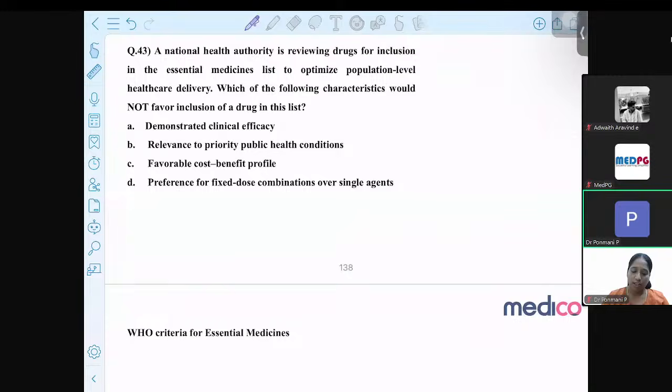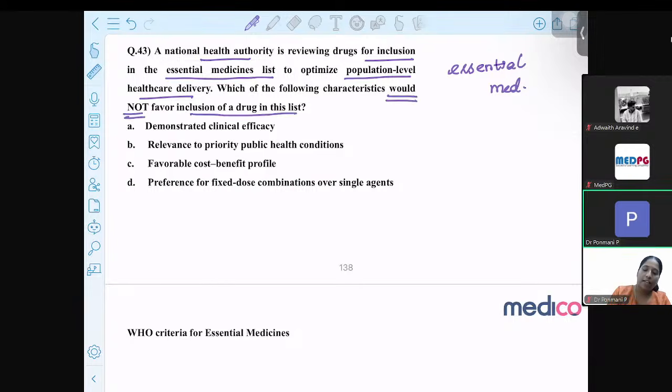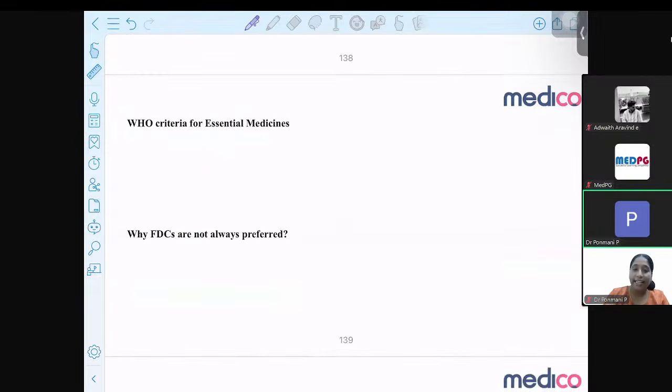Now let us move to the next one. A national health authority is reviewing drugs for inclusion in the essential medicine list to optimize the population level healthcare. So we are dealing with essential medicines here. They are asking which of the following characteristics would not favor inclusion of a drug in the list. So what is the WHO criteria for essential medicine? What is the essential medicine first? Essential medicines are a group of drugs which satisfy the healthcare need of a population. If it's going to satisfy a healthcare need of a population, it should be given for a disease which is most common.